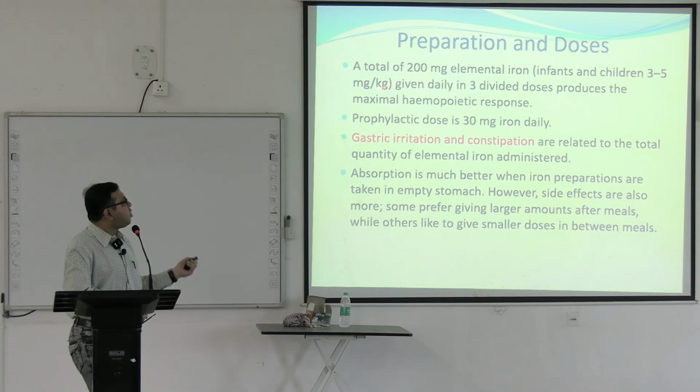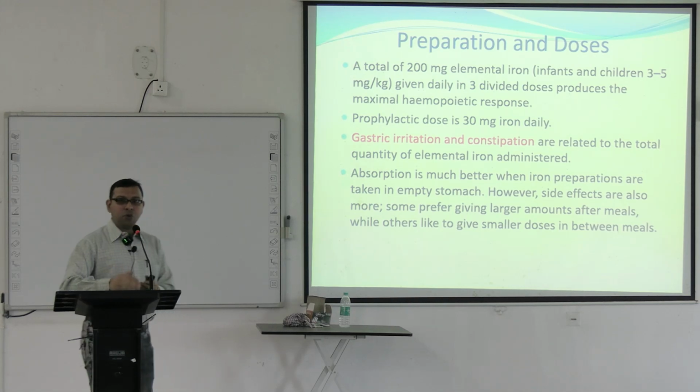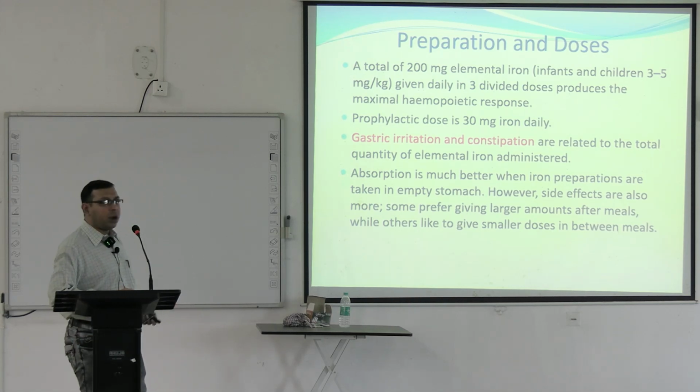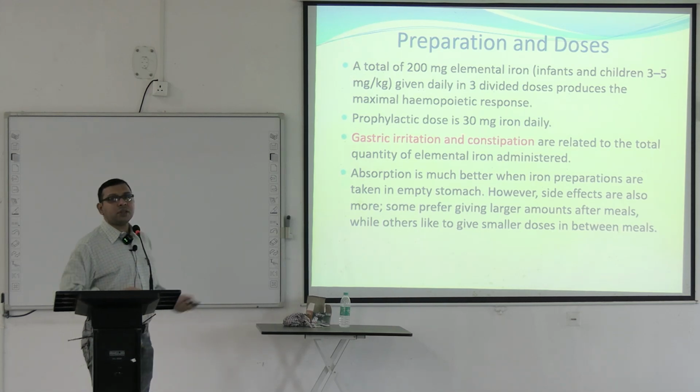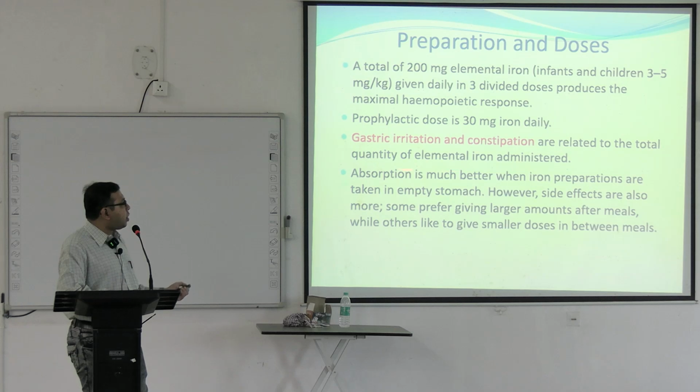Okay, infants and children: 3 to 5 milligram per kg. Now this total dose can be divided into 2 or 3 times. Okay, 2 times or 3 times, usually the 3 divided doses. Prophylactic dose is 30 milligram iron daily. So when we are anticipating that iron deficiency can occur, we can give the prophylactic dose.